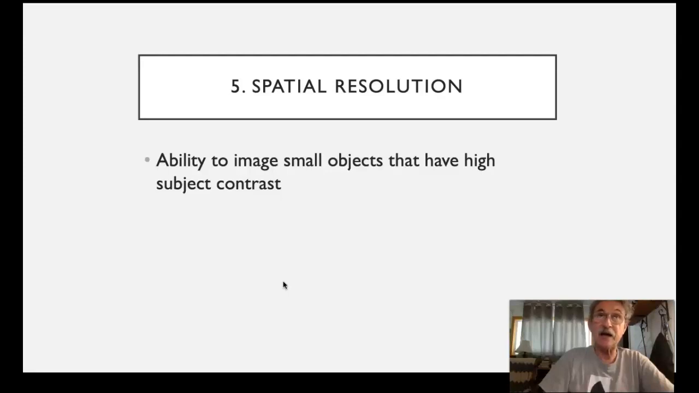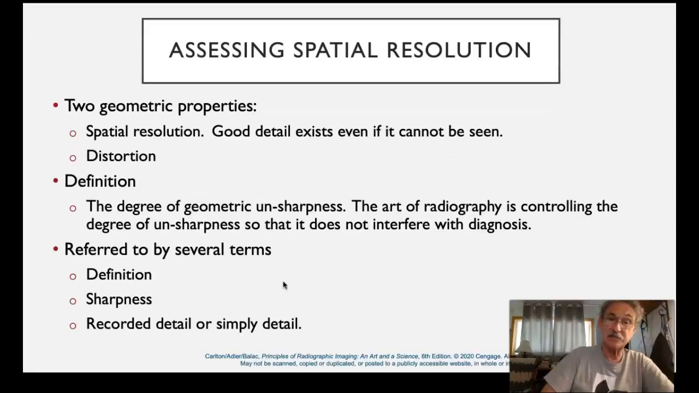Resolution in general, the overall clarity of the image. This is a term that we use, spatial resolution, the ability to image small objects that have high subject contrast. And the example that I use for this is the trabecular pattern of bone, which are very small objects, and they have a certain high subject contrast. How can we get good spatial resolution as a general rule? Well, let's not overlook the geometric properties.